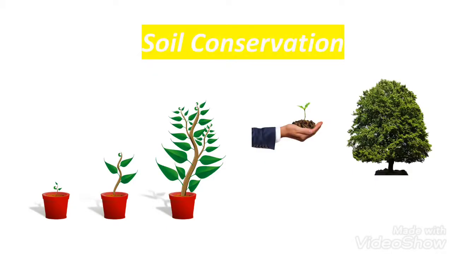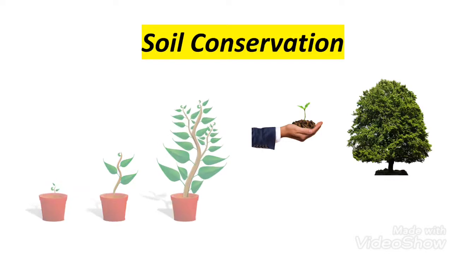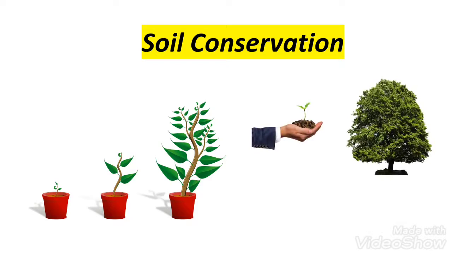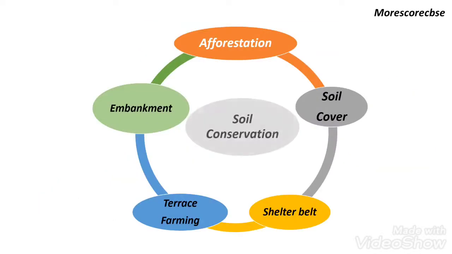So kids, now let us see about soil conservation. Soil conservation, in simple terms, means preventing the loss of the topmost layer of the soil from erosion. And here you can see some methods of soil conservation. First one is afforestation, then soil cover, shelter belt, terrace farming and embankment.